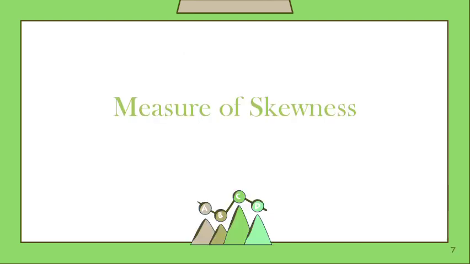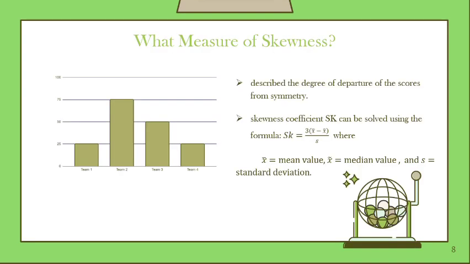So, next is the measure of skewness. What is the measure of skewness? The measure of skewness describes the degree of departure of the scores from symmetry. The skewness coefficient, or SK, can be solved using the formula: SK is equal to 3 times the quantity of the mean value minus the median value, all over the standard deviation. Itong skewness, para siyang isa siyang graph. Makikita nyo din after.